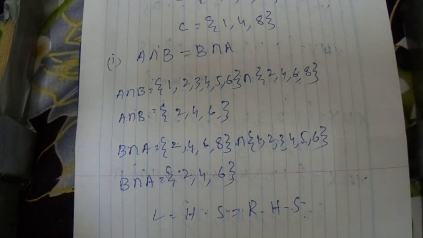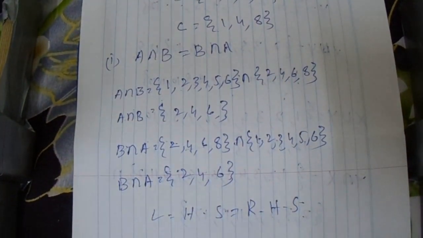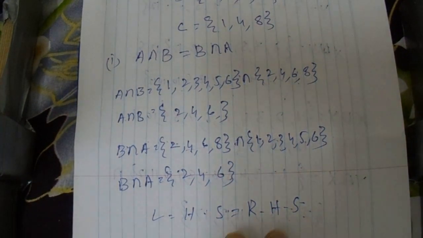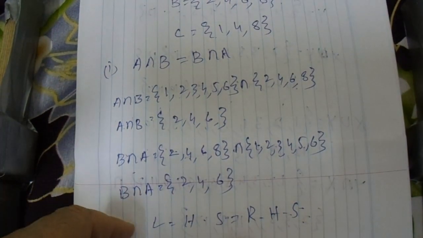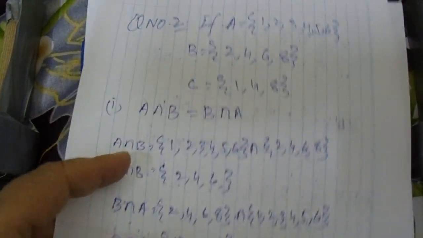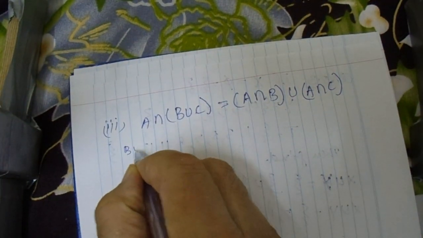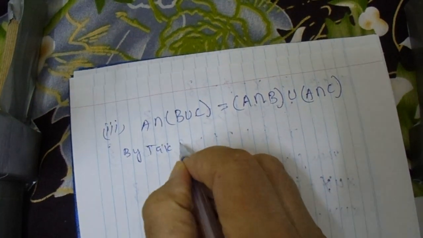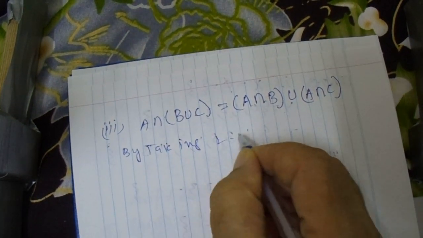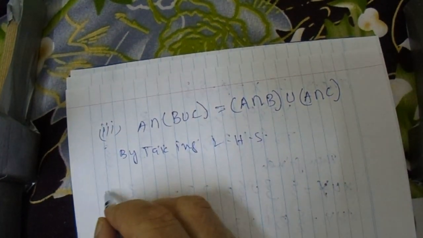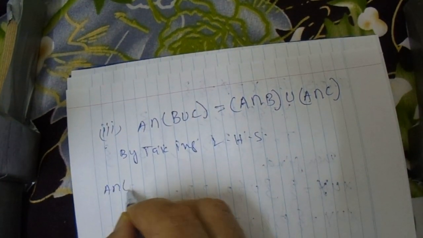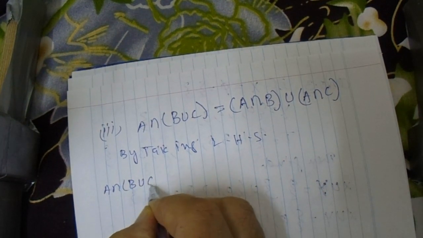Now again, this is question number 2, and we will write the third part of this, by taking the left hand side. Left hand side is A intersection (B union C).